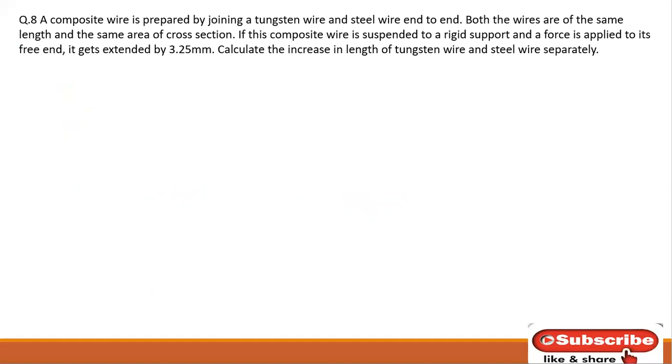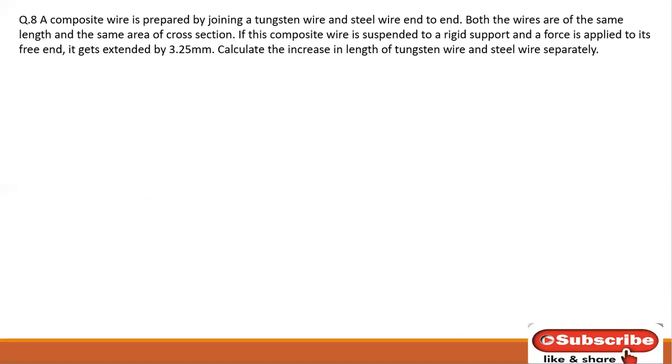A composite wire is prepared by joining a tungsten wire and steel wire end to end. Both the wires are of the same length and same area of cross section. If this composite wire is suspended to a rigid support and a force is applied to its free end, it gets extended by 3.25 millimeter. Calculate the increase in length of tungsten wire and steel wire separately.